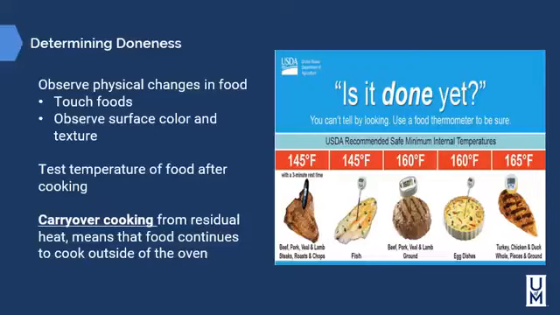Determining doneness is done in various different methods. First, observe physical changes in the food. Touch the food. You'll notice a change in the texture of it. Observe surface color and texture.